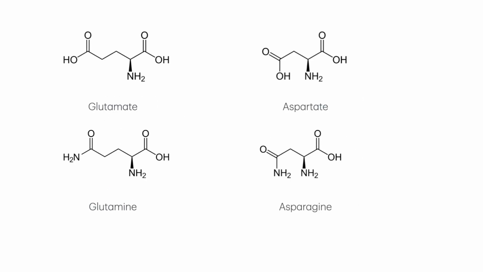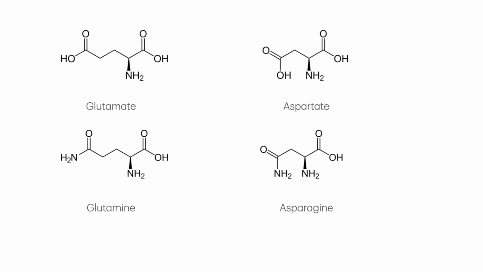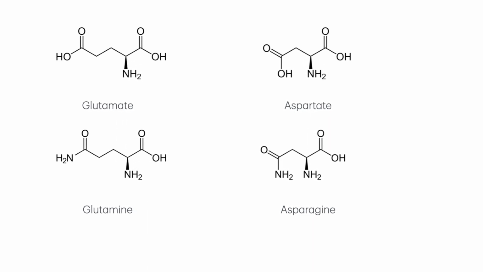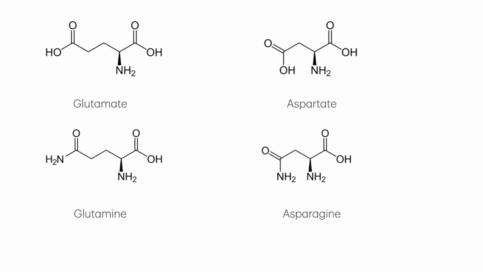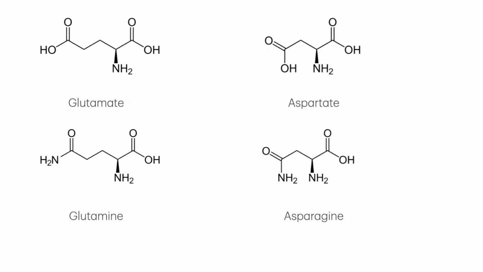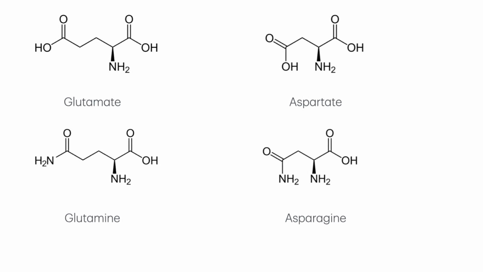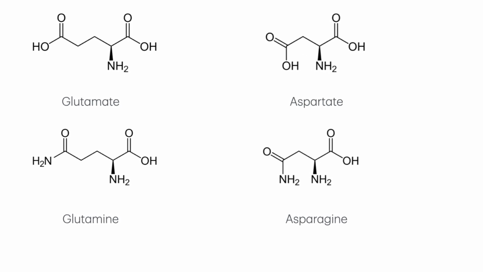As I mentioned, nitrogen is primarily transported as amino acids, and the specific amino acids are actually, especially glutamate and aspartate, and their respective amides, glutamine and asparagine.